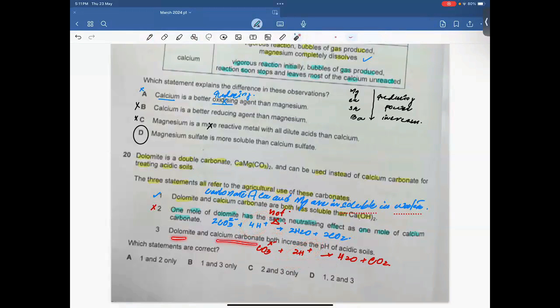Now, dolomite and calcium carbonate both increase the pH of acidic soil. That's correct, because calcium carbonate and magnesium carbonate have alkaline solutions, so they can basically increase the pH of the acidic soil. So I believe options 1 and 3 are correct, and therefore B is going to be the right answer.